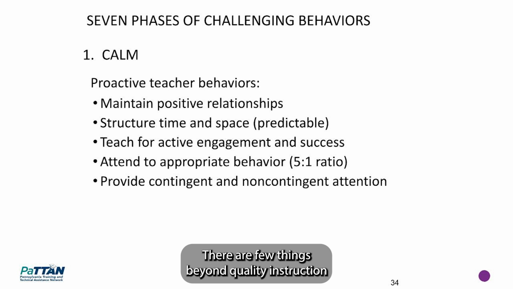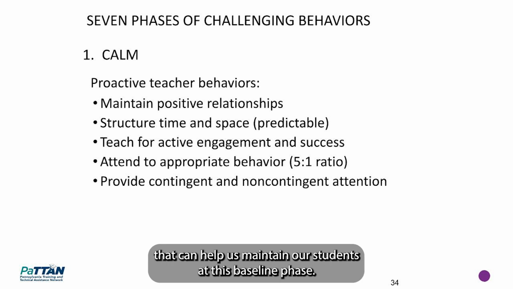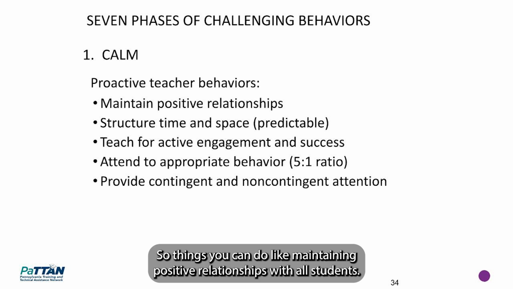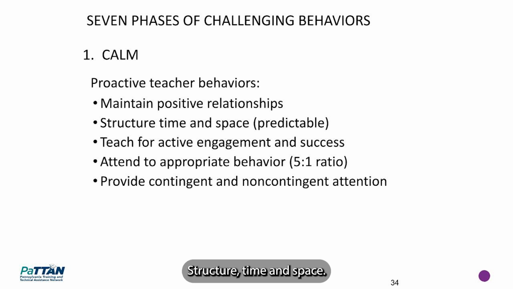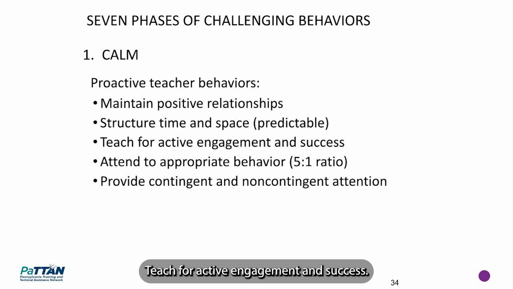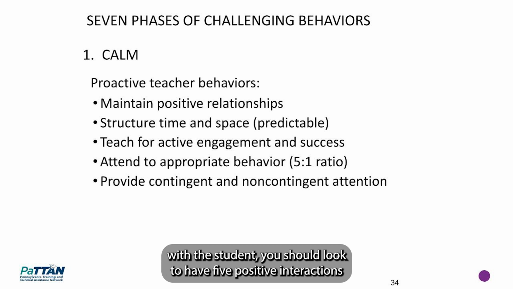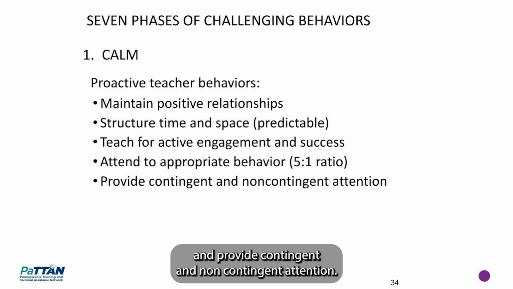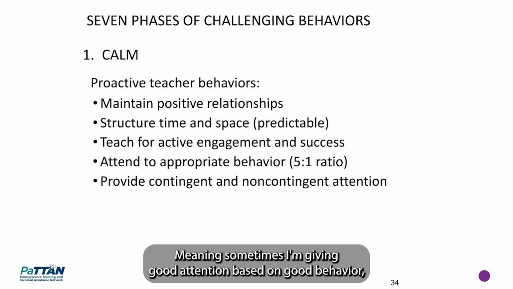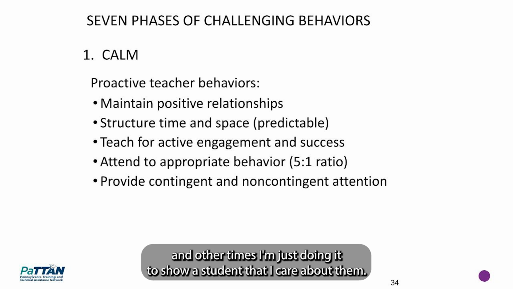There are a few things beyond quality instruction that can help us maintain our students at this baseline phase. Things you can do include maintaining positive relationships with all students, structuring time and space (predictability is our friend here), teaching for active engagement and success, and attending to appropriate behaviors. That means for every one negative interaction you might have with a student, you should look to have 5 positive interactions. Provide contingent and non-contingent attention, meaning sometimes I'm giving good attention based on good behavior, and other times I'm just doing it to show a student that I care about them.